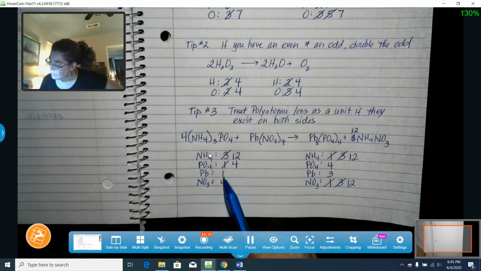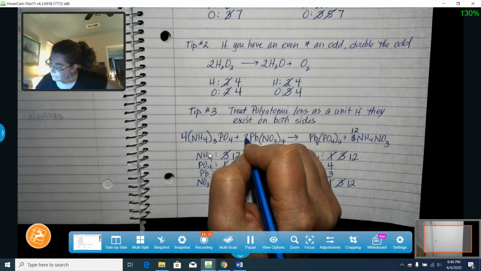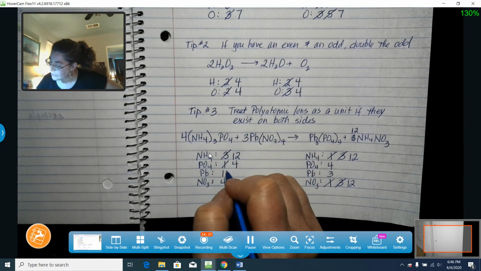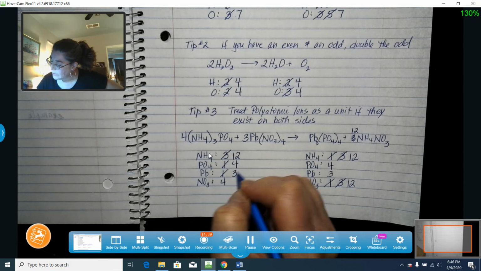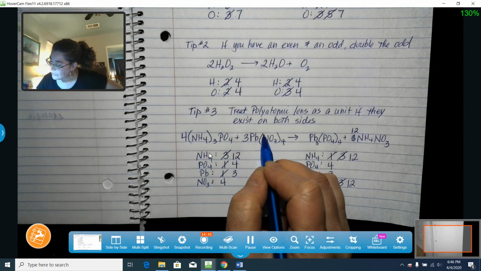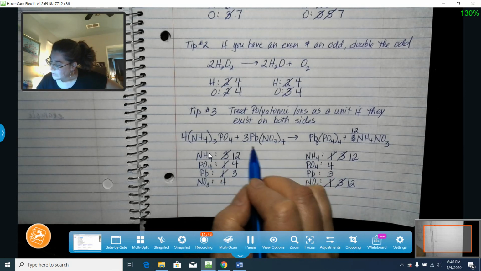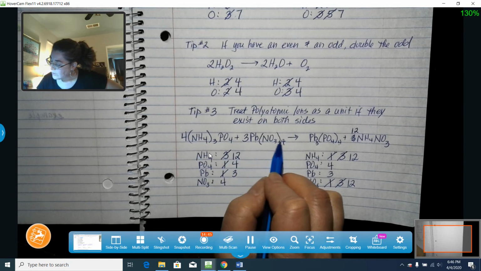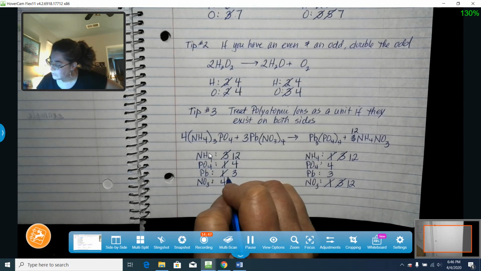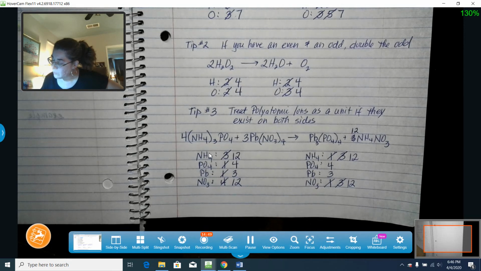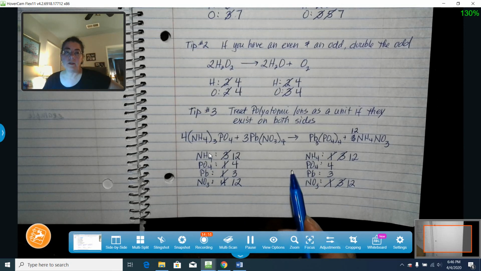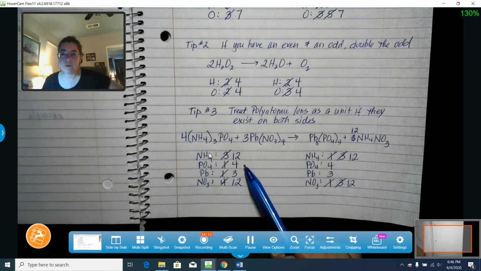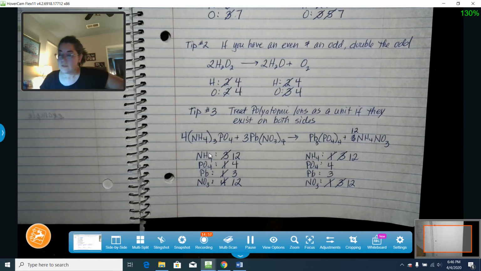Now we're on to lead. I have 3 on this side, so I've got to put a 3 here. That's going to change my number of lead to 3, but it's also going to change these nitrates. So how many nitrates do I have now? I have 3 times 4, which is 12. And voila! It is balanced. 12, 4, 3, 12. Okay.